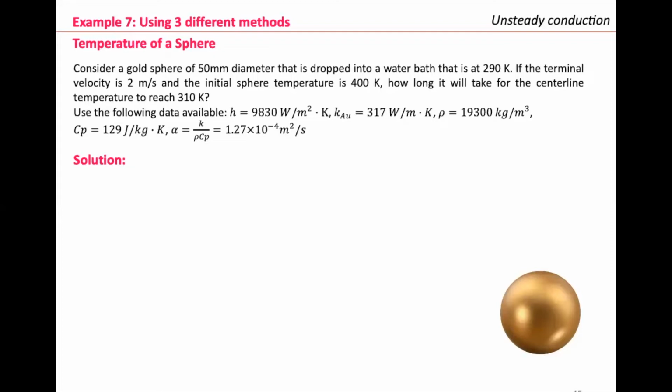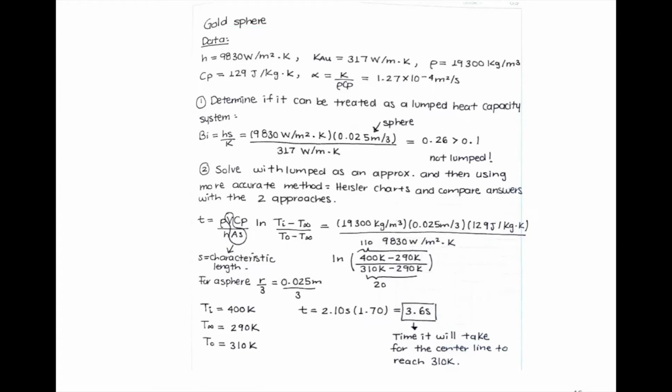Okay, so first step, what could you do? Check if we can treat it as a lump. So the density, we know it, right? The density is given. We recognize that V over A, or the volume over the surface area, is the characteristic length. And for a sphere, it can be reduced to R over 3. That is 0.025 divided by 3. That is the amount I have in here, times the cp that is given divided by the h value that is given, times the natural log of Ti minus T infinity divided by T naught minus T infinity.